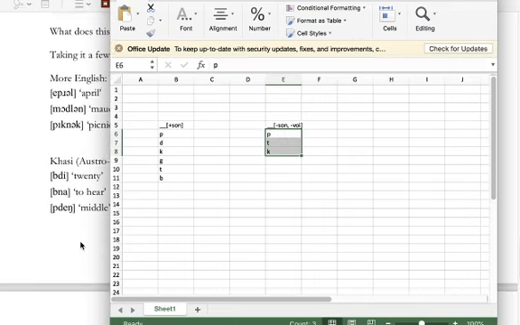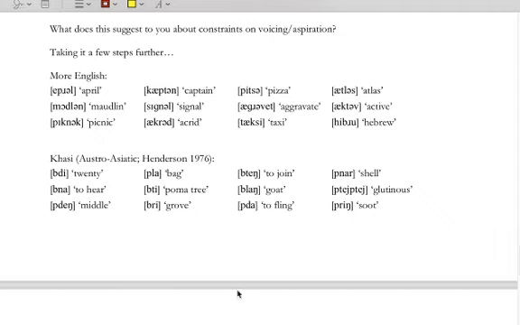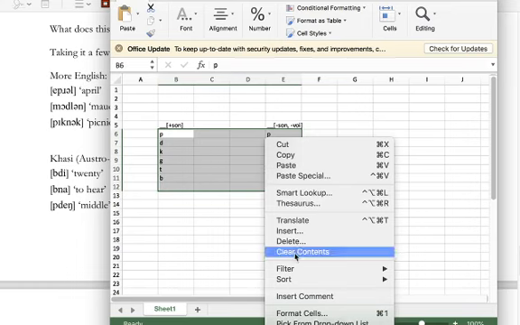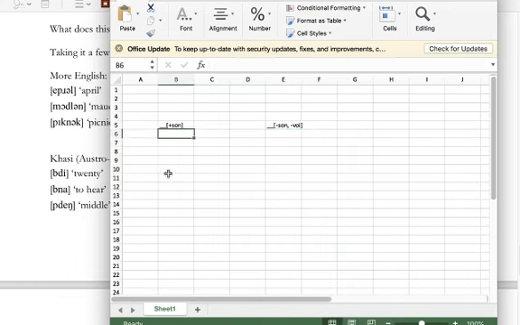Okay, what about Khasi? And this is an Austroasiatic language. What kinds of sequences of two consonants do we have in Khasi? Well, let's see here. Clear out all this English data. First word, bdi, 20. So this is before a voiced sonorant.